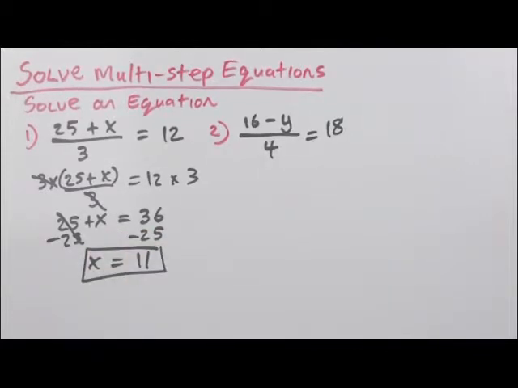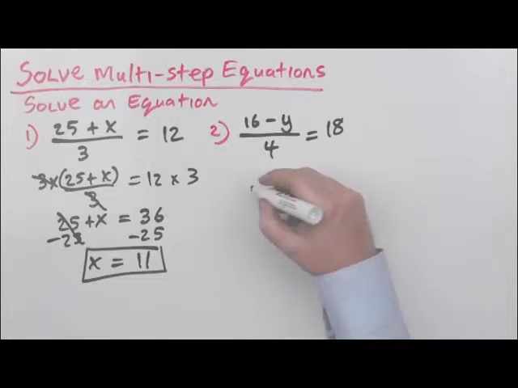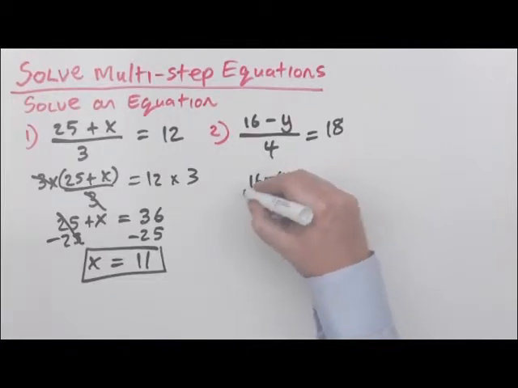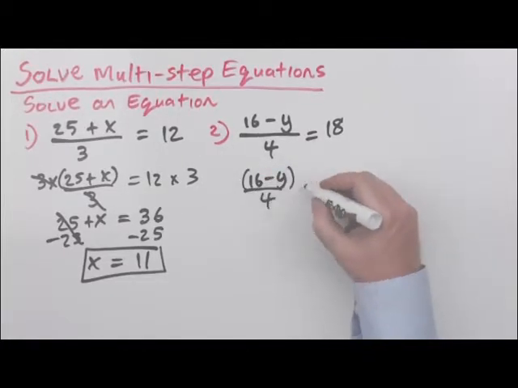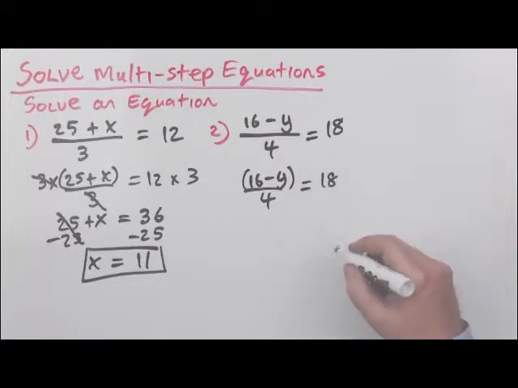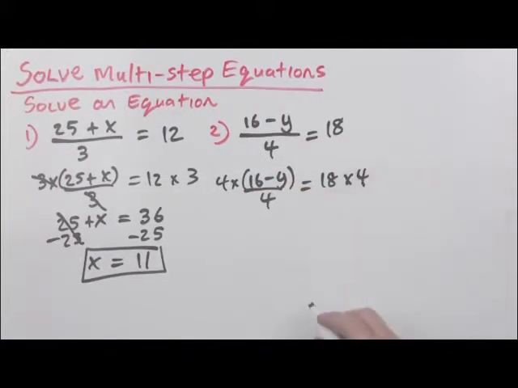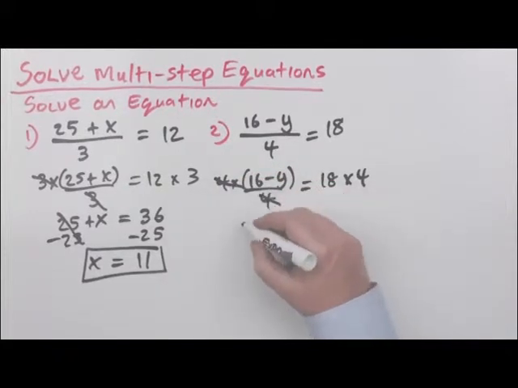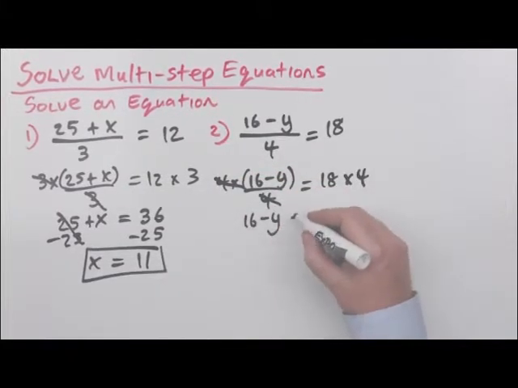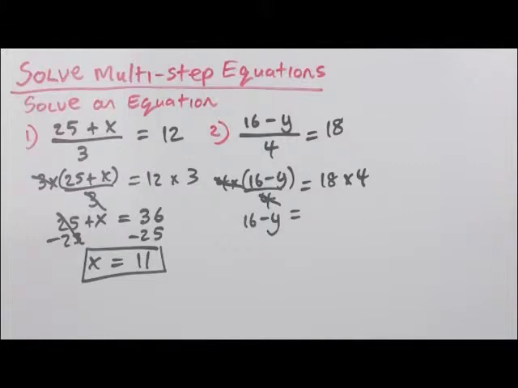Great. On the next one, the first thing I'm going to do is get rid of the denominator by multiplying the whole thing by 4. So multiplying everything by 4. That leaves me with, let's see, 16 minus y is equal to 18 times 4. Well, 4 times 10 is 40. 4 times 8 is 32. So that would be 72.